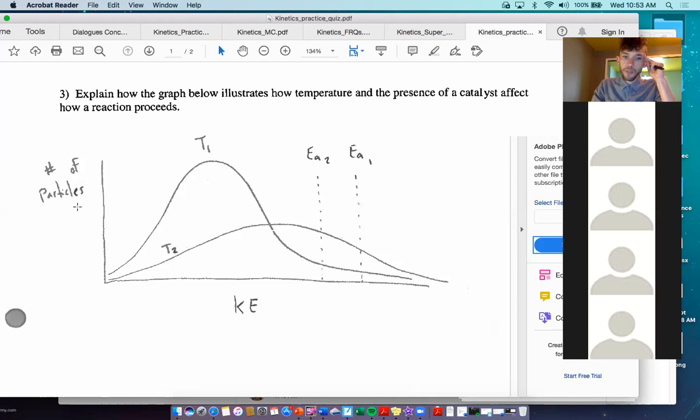Higher temperature means that we get more particles overcoming an activation energy threshold. And then, as Mr. Roberts told us earlier, catalysts lower the activation energy threshold. So EA1 here must be without a catalyst. EA2 would be with the catalyst because the activation energy required has been decreased. It's easier for particles to cross that threshold. So this is catalyzed. This is uncatalyzed.